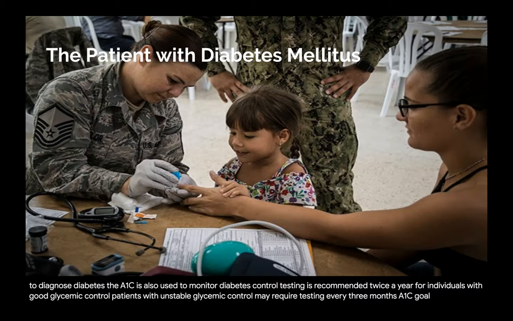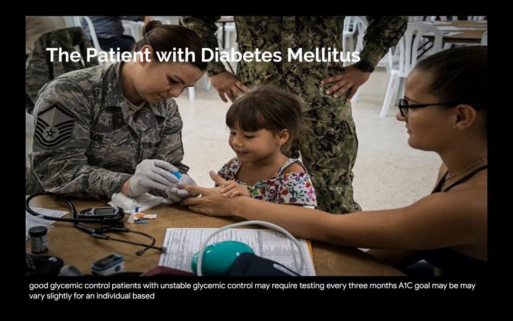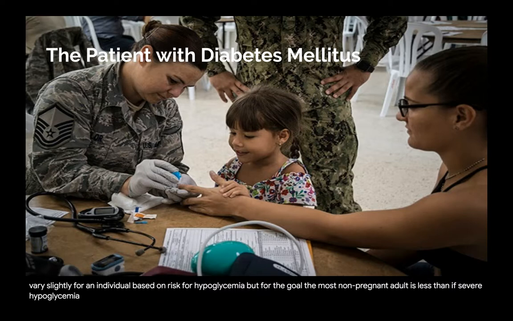A1c goal may vary slightly for an individual based on risk for hypoglycemia, but the goal for most non-pregnant adults is less than 7%. Individuals with a history of severe hypoglycemia may have a less stringent goal, such as less than 8%.